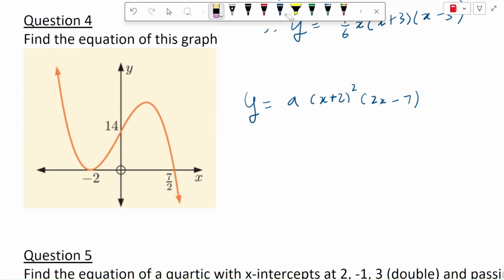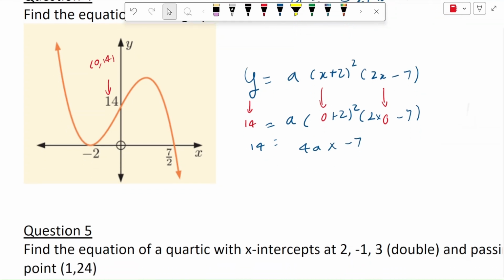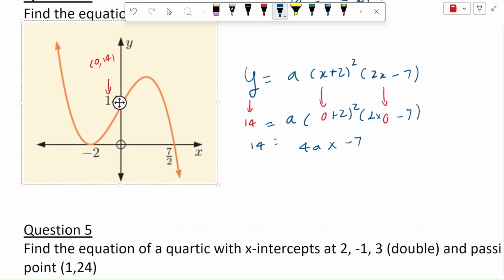All right, now I can just solve. So if I plug in the point 0, 14, because that point there is 0, 14, I should be able to get it. So let's plug in all those values and see what we get. That's a times 0 plus 2 squared, and then 2 times 0 take 7. So 14 is 4a times -7 essentially. So let's make sure we get this right. 14 is -28a, therefore a is -1/2.